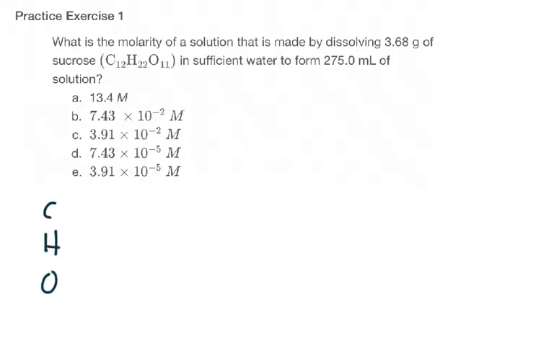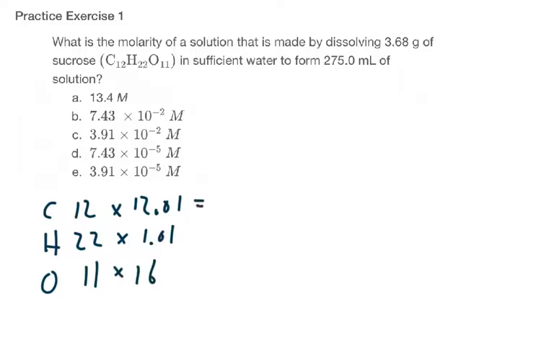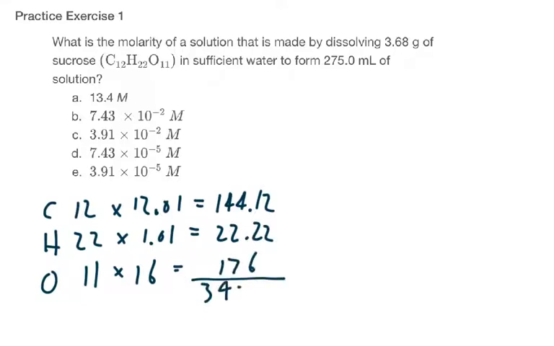Sucrose has 3 elements. There are 12 carbons, 22 hydrogens, 11 oxygens. The atomic masses from the periodic table are 12.01, 1.01, and 16. When we multiply these numbers out, we get 144.12, 22.22, and 176. Add this up, and you get a molar mass of 342.34 grams per mole.